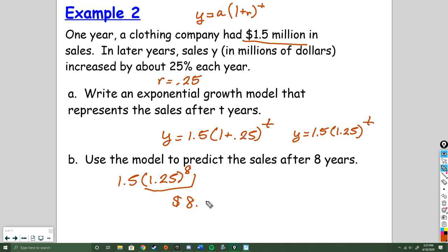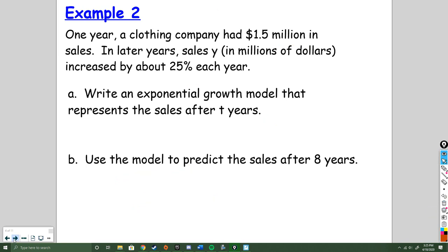All right, so that would give us 8.94 million. Remember, this is in millions. All right, $8.94 million by the end of 8 years. Once again, really simplistic model. Obviously, in any real-life scenario, this is probably not going to be the case. There's going to be many other real-life factors that come into play that would change that value, and that's something that we can talk about at a later date. All right, so now let's move on to the next example.